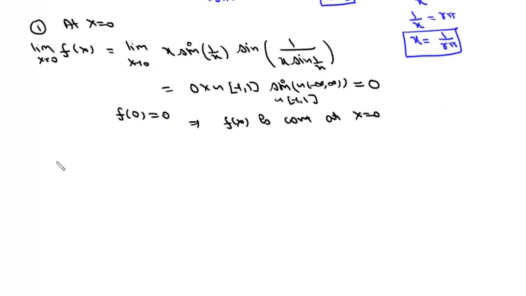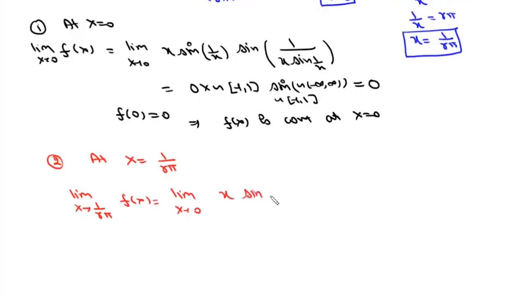Now if we look at x equals 1 upon r pi, then we are going to write this limit as limit x tends to 1 upon r pi f(x), and there will be this limit x tends to 0, x sine(1 by x) into sine(1 upon x sine(1 by x)), and this is 1 upon r pi. Now again we'll put the value.